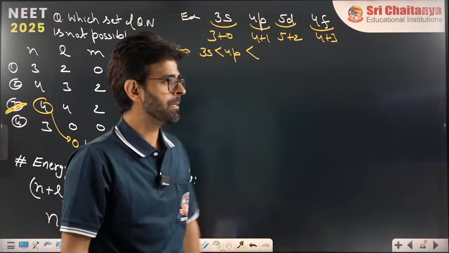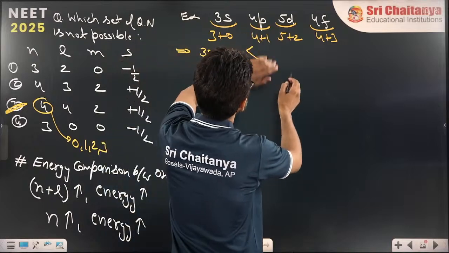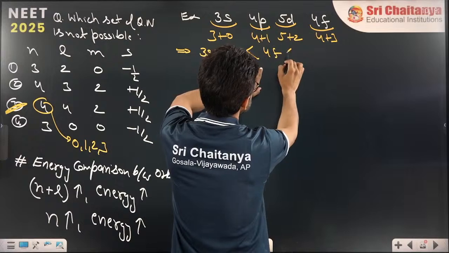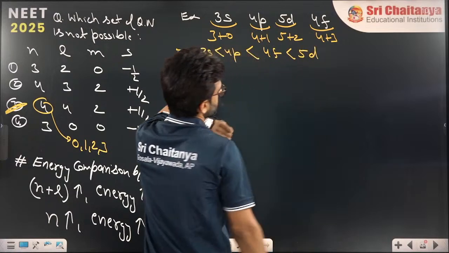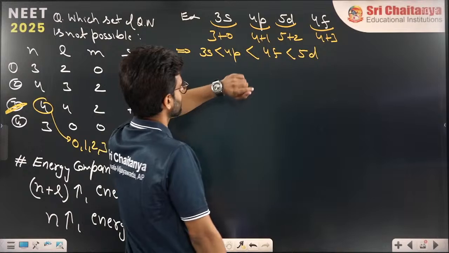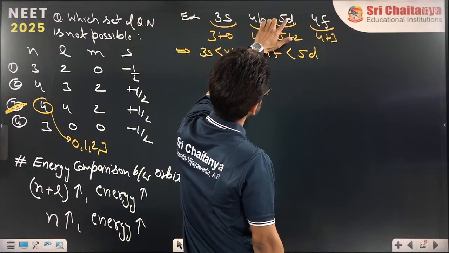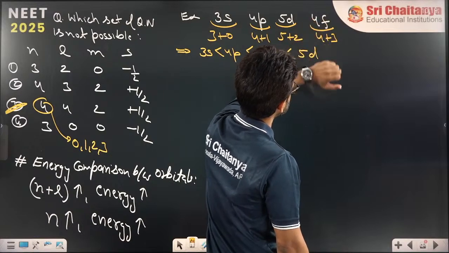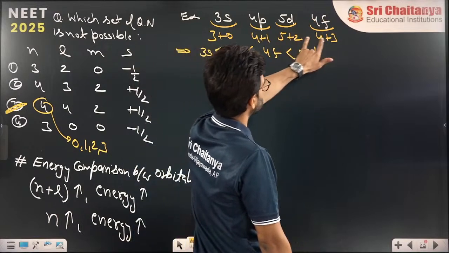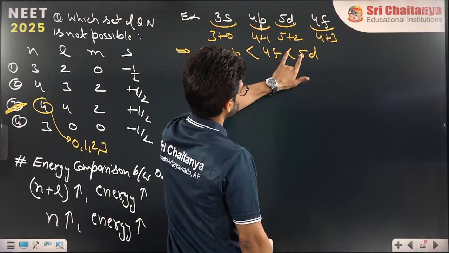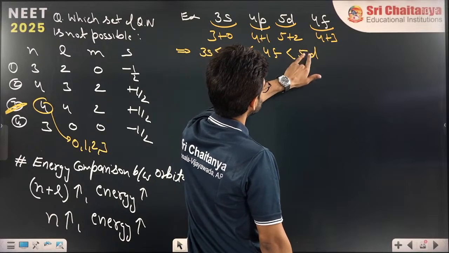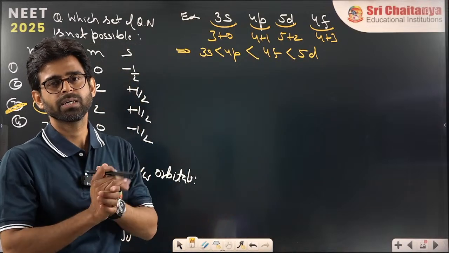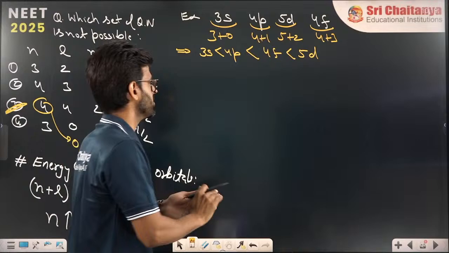n will decide, right? So after 4p, I go for 4f, then 5d. Once again, for 5d, n is 5 and d means l is 2. For 4f, n is 4 and f means l value is 3. When both are 7, I use the n rule: the higher the n, the higher the energy. Clear? This way we can compare.